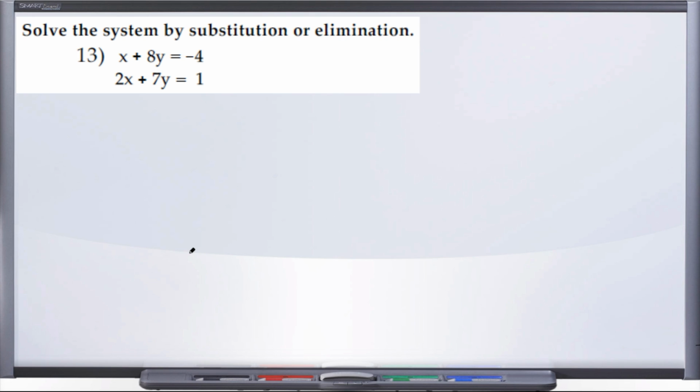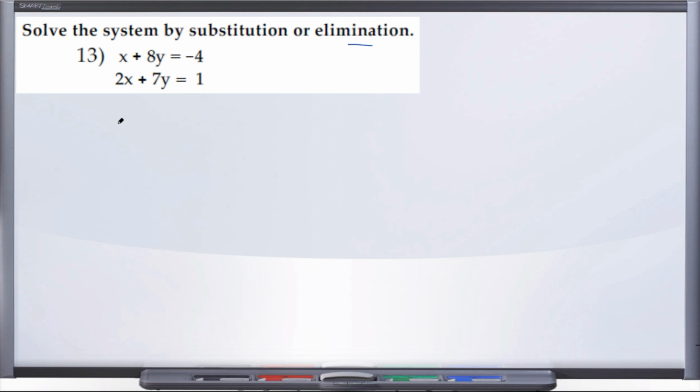All right, number 13, solve the system by substitution or elimination. And I think because we used substitution with number 12, why don't we use elimination with number 13? And we know that when we are going to use elimination, we have to take a look at our system of equations and decide whether we want to eliminate the x first, or the y first. And I think in this case, it will be easier to eliminate the x first, because all we have to do is manipulate one of the two equations, versus if we chose to eliminate the y, we would have to multiply both of our equations by some number in order to get the y's to cancel.